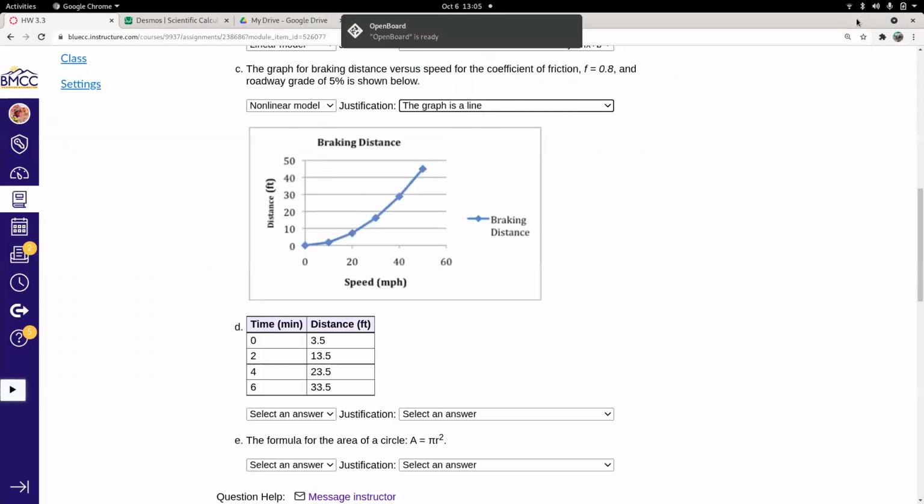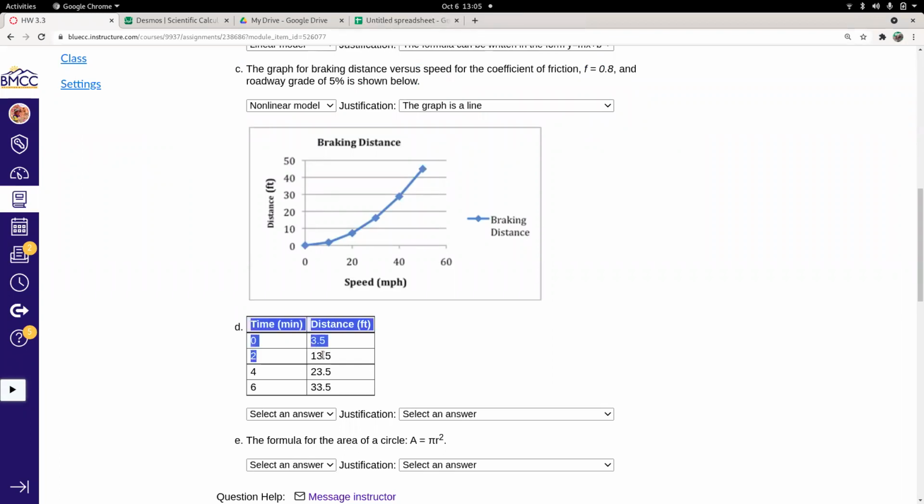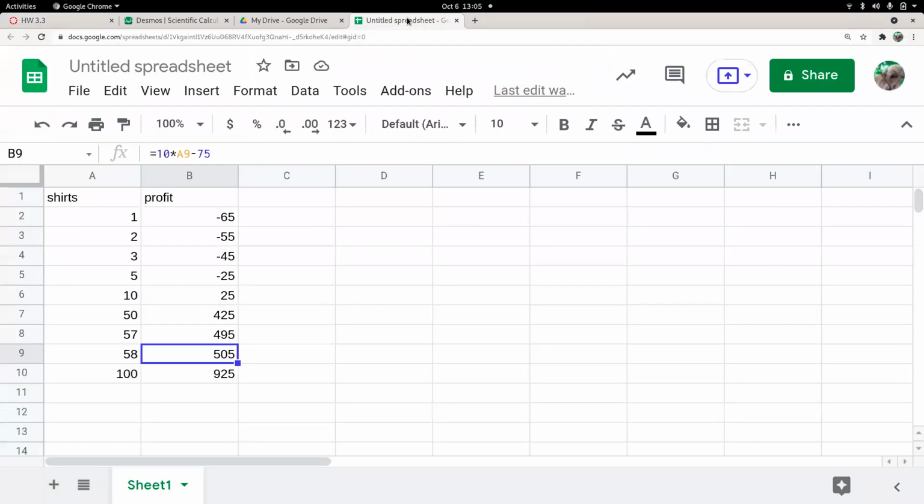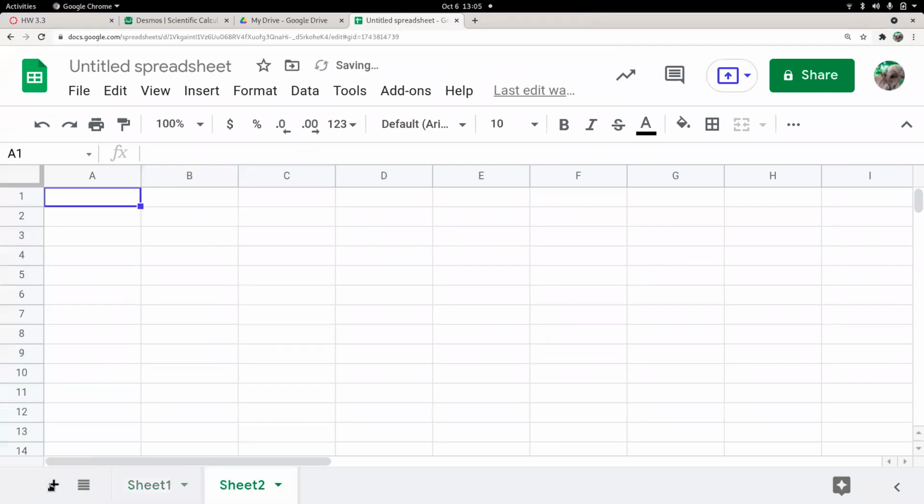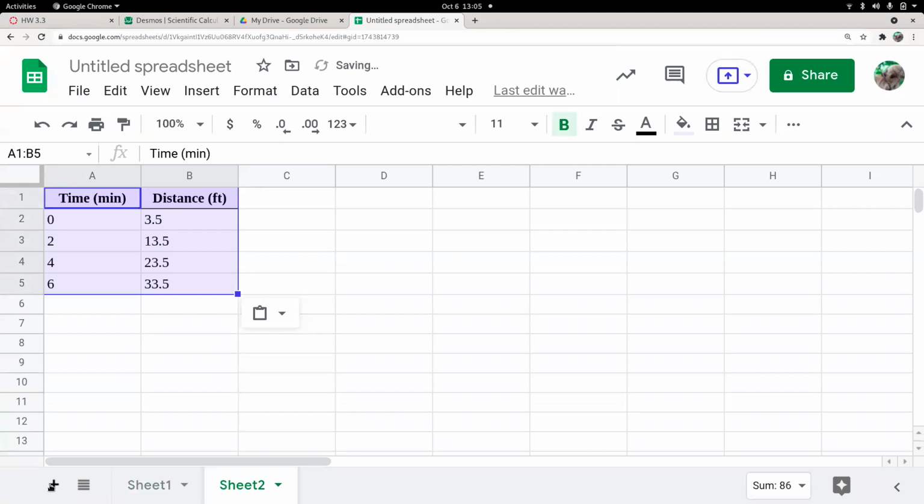Actually, I want to show you a cute spreadsheet trick. Check this out. If I highlight that table, we want to be careful. Start just at the beginning of T for time, and end just at the 33.5. I'm going to do Control C for copy. Then I can go into my spreadsheet, bring up a new tab, Control V as in Victor to paste, and it pops it in there.